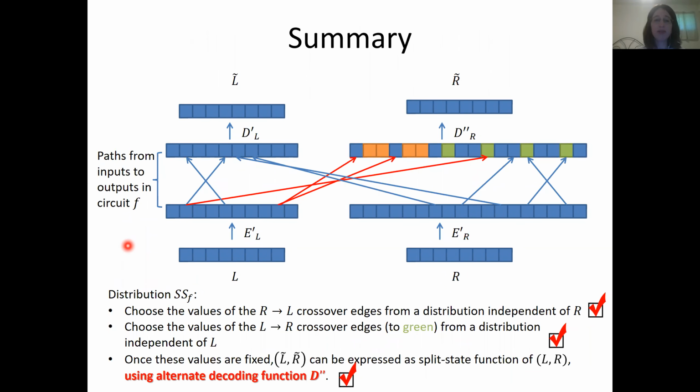Okay, so now we've chosen the values of the right to left crossover edges uniformly at random. We've chosen the values of the left to right crossover edges to green locations uniformly at random. And once these are fixed, we can express L tilde and R tilde as a split state function of L and R by using the alternate decoding function D double prime.